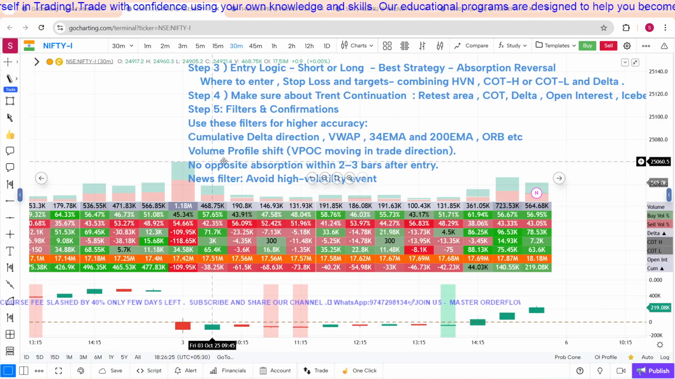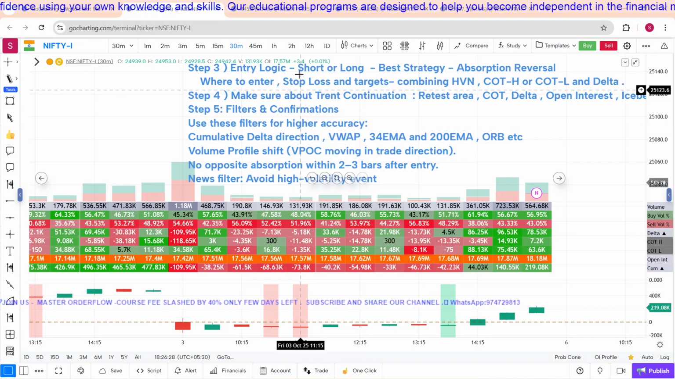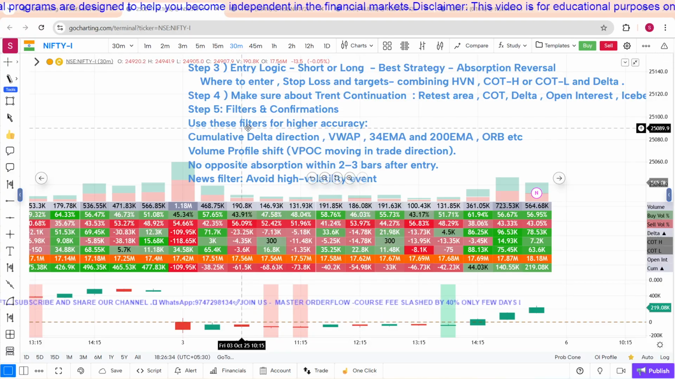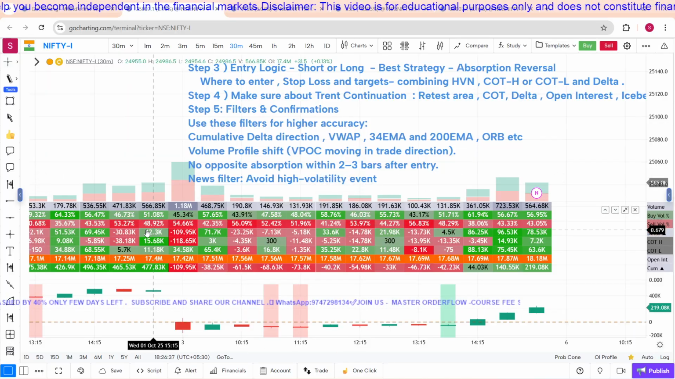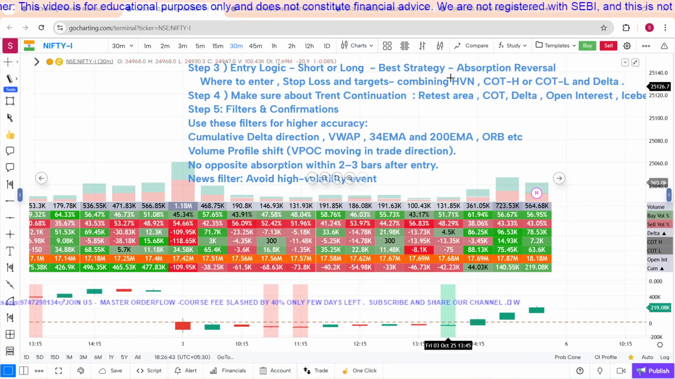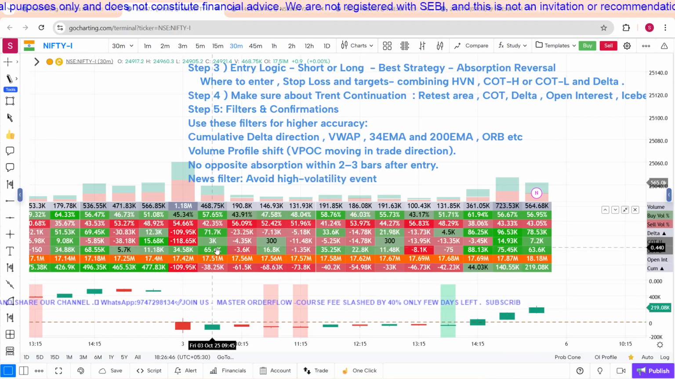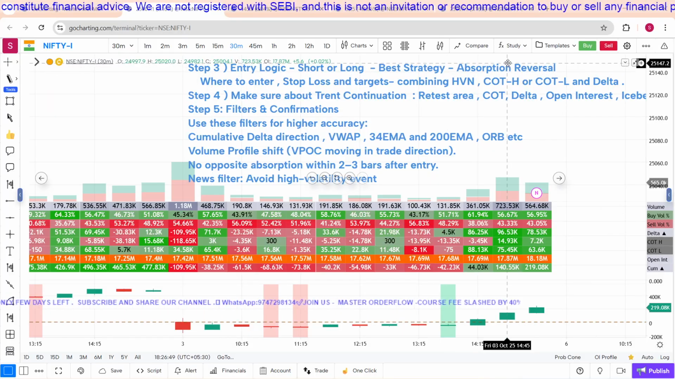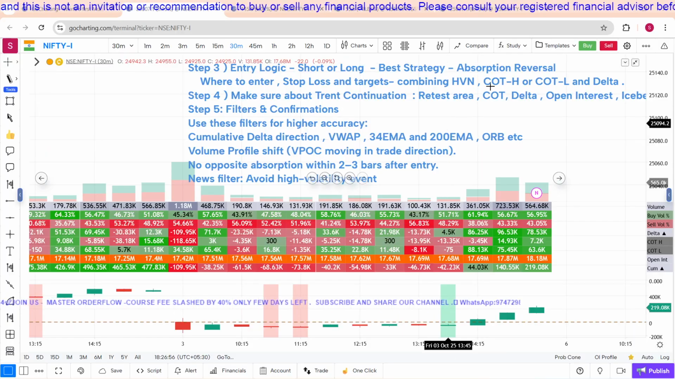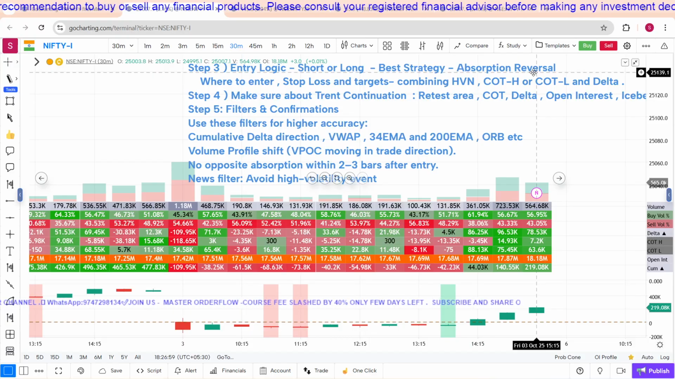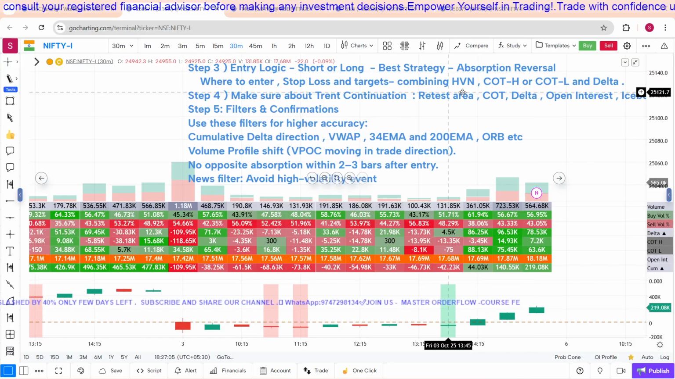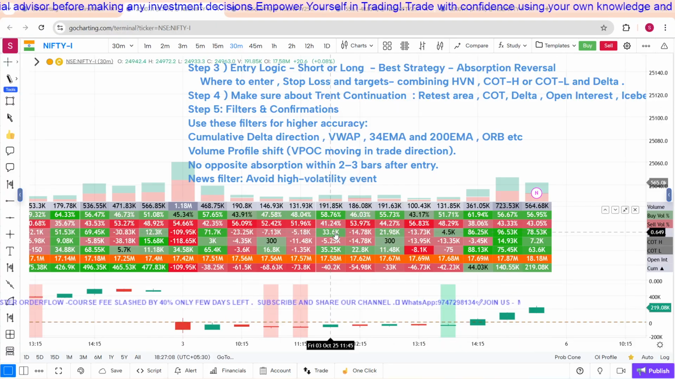And the third step is we need to take a position. That is called the entry logic. The position may be either short or long. And what is the best strategy for taking a short or long position? The best strategy is absorption reversal. So we need to focus on this absorption, and this term is very, very important. If we take absorption reversal, we can sit and relax. We will take huge returns if we are a master in finding absorption areas.